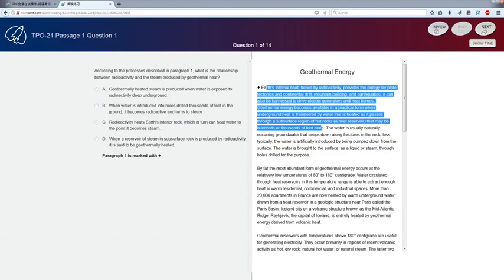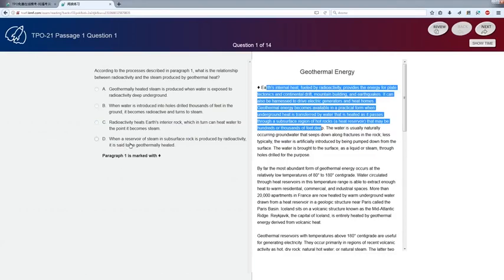We didn't really read anything like water actually becoming radioactive. No. Radioactivity heats Earth's interior rock, which in turn can heat water to the point it becomes steam. So it does sound like the answer for this question to me, you know?